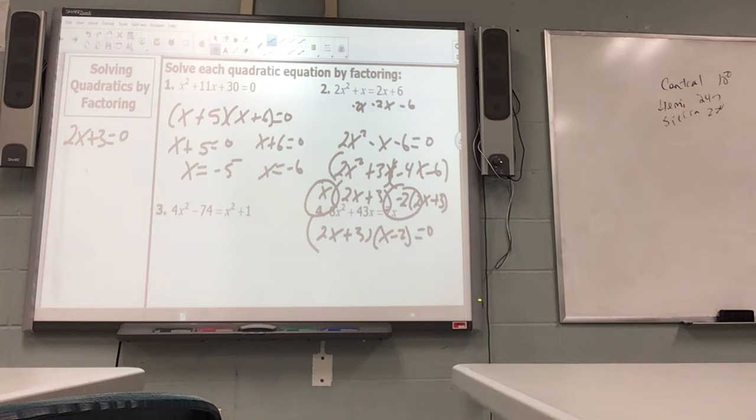Two-step middle school equation. Subtract your 3. 2x is negative 3. Divide by 2. And x is negative 3 halves. Then my other one, x, go ahead. 2. Yes, so x equals 2. Good job, Ariana. So there's your 2 answers.